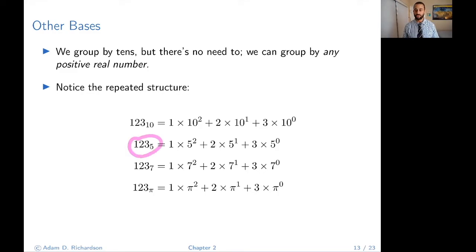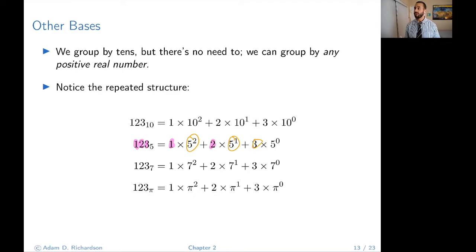It's the numeral 123, and this little subscript is telling us that we're in base 5. So instead of grouping by powers of 10, we're grouping by powers of 5 instead. And here we go. This is telling us that we have one group of 5 squared, and then we have 2 groups of 5s, and then we have 3 1s left over.